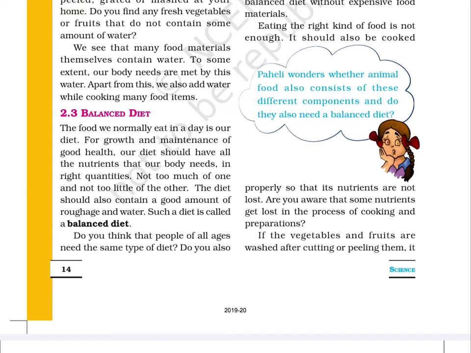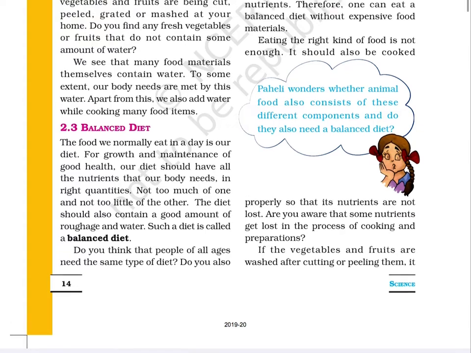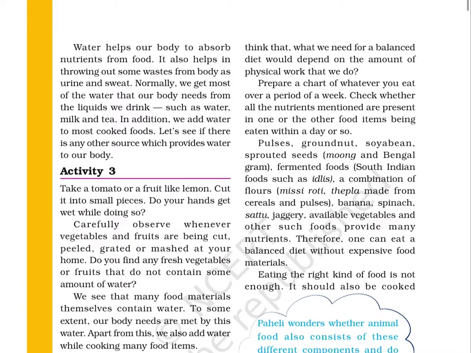Do you think that people of all ages need the same type of diet? Do you also think that what we need for a balanced diet would depend on the amount of physical work that we do? Prepare a chart of whatever you eat over a period of a week. Check whether all the nutrients mentioned are present in one or the other food items being eaten within a day or so.